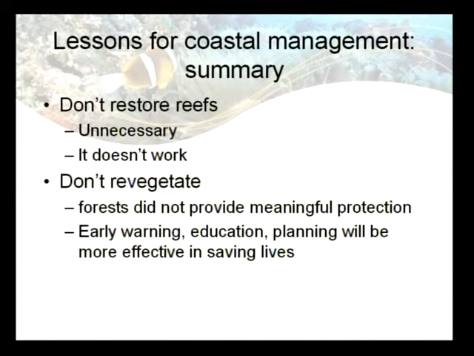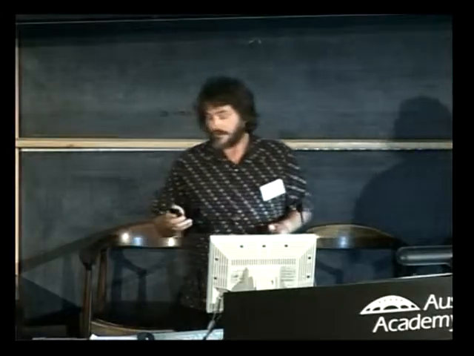Things like restoring reefs, particularly on a small scale, are just not worth the effort. And again, if you're serious about saving lives, revegetation is not the way to go. Early warning, education, planning, that'll do it.